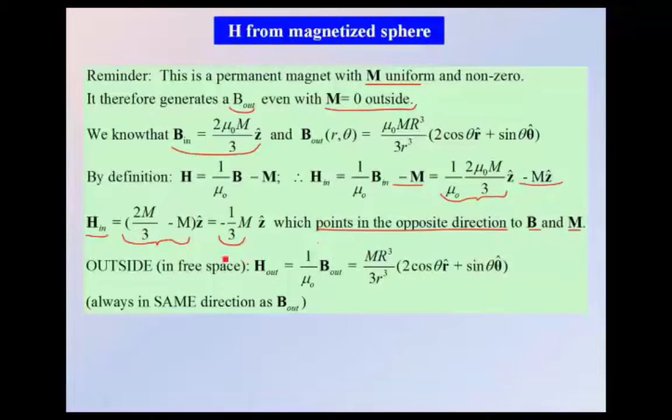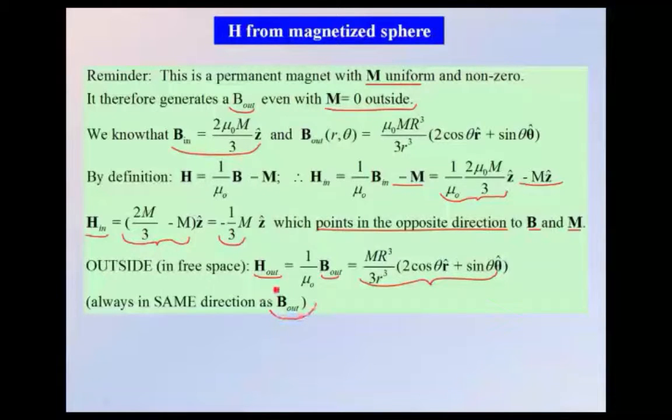Let's get this down here, that outside in free space, here's H out, is 1 over mu 0 B out, and so that gives us then H out that looks like this, and all we've done is taken our B out and divided by 1 over mu 0. Let me repeat. Outside, this is the expression between H and B because M equals 0, and so you get this simple. And as always, this H field is in the same direction as B out as long as we stay outside.